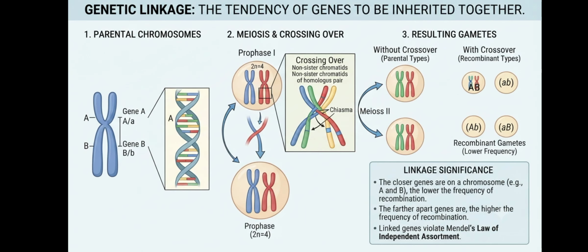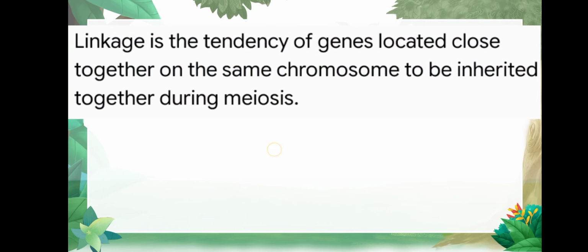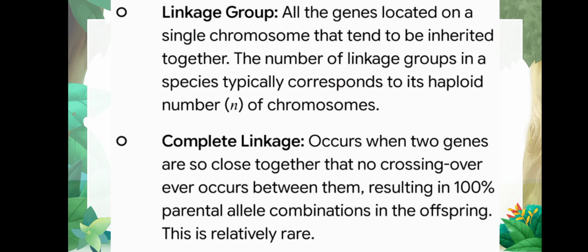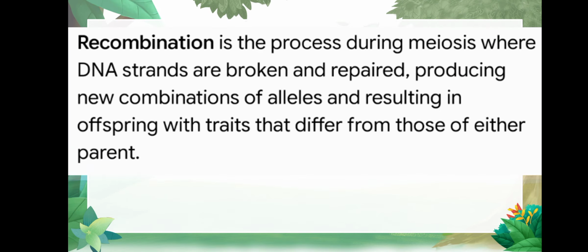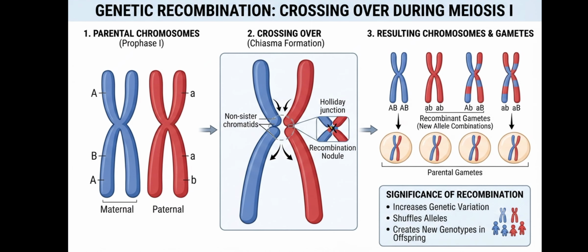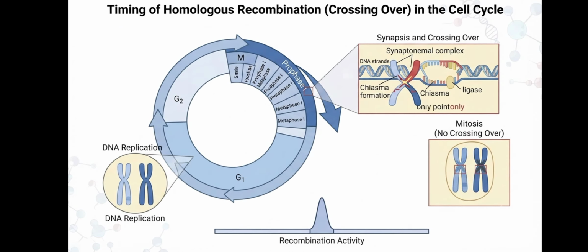Okay, so what you have learned is that genetic linkage is the tendency of genes to be inherited together. This linkage is related to recombination. So what is recombination? Recombination is the process during meiosis when DNA strands are broken and repaired, producing new combinations of alleles. Why is recombination important? For variation in the children, isn't it? And due to recombination, stronger and more powerful genes are brought forward in the future generation. Okay, so genetic recombination is measured in centimorgan.